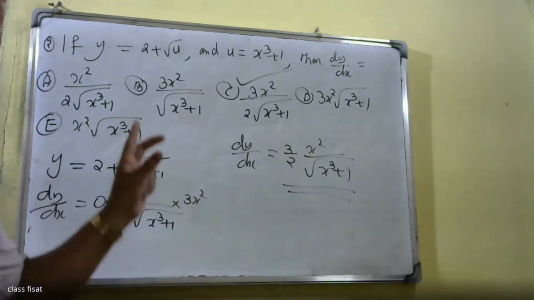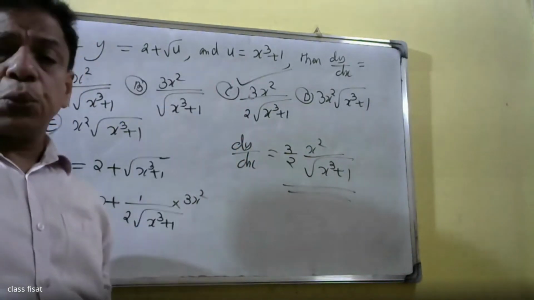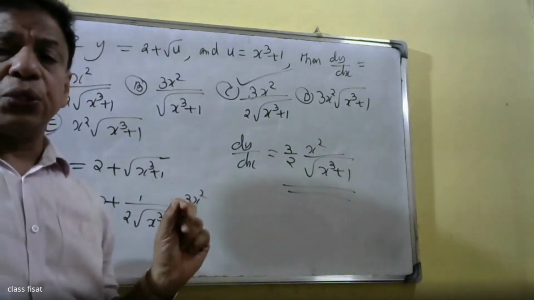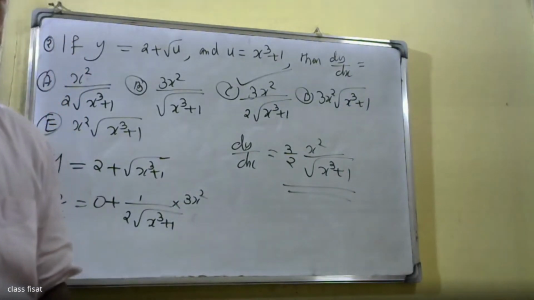But this is the general question: x cube plus 1 under the root, so we can just differentiate it directly to get dv by dx.